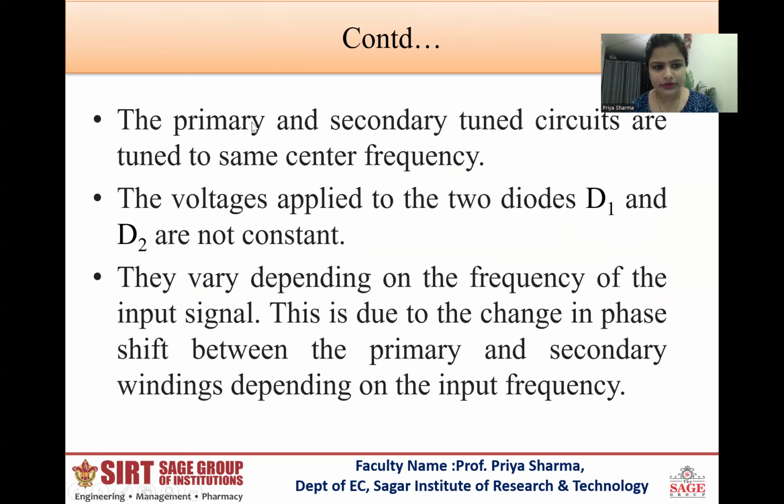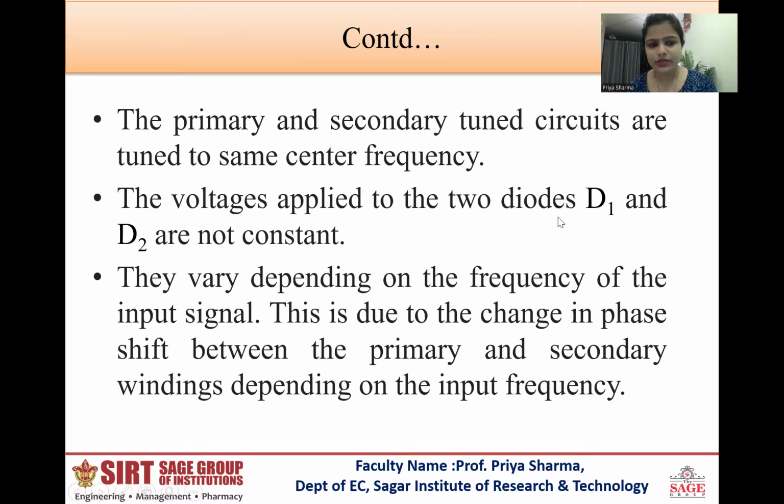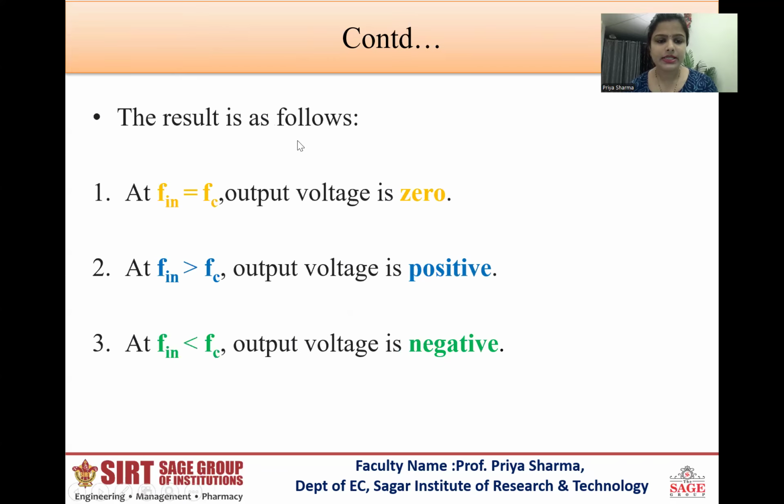This I have already told you. The primary and secondary tuned circuits are tuned to the same center frequency. The voltages applied to the two diodes D1 and D2 are not constant and they may vary depending upon the frequency of the input signal. This is due to the change in the phase shift between the primary and the secondary windings depending on the input frequency. So coming to the result portion. Yes, the result of this circuit is divided into three.